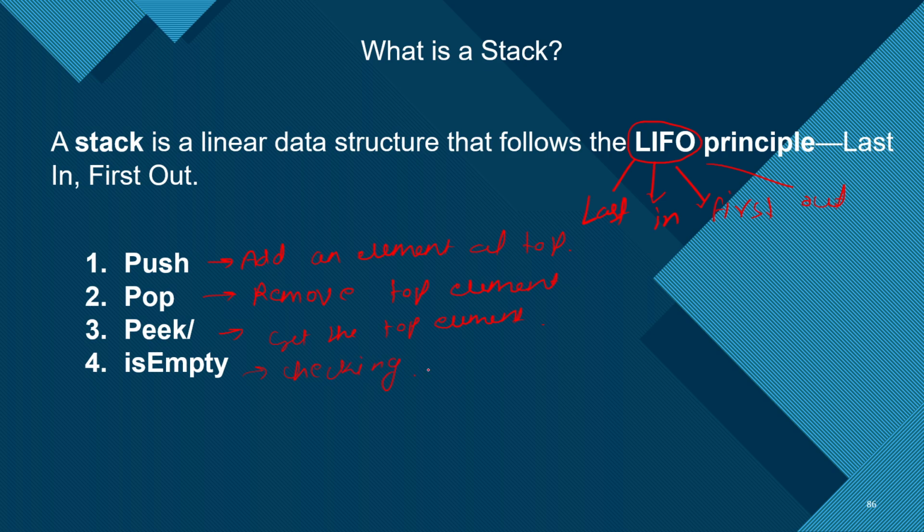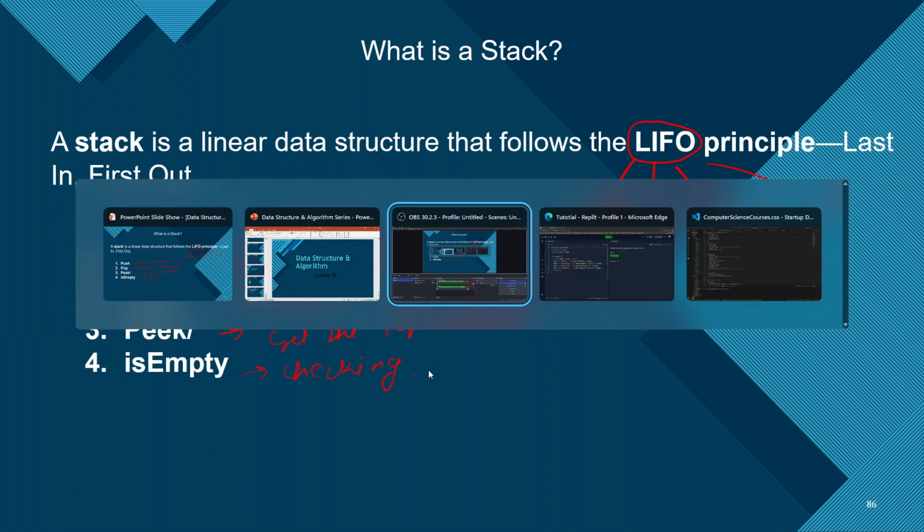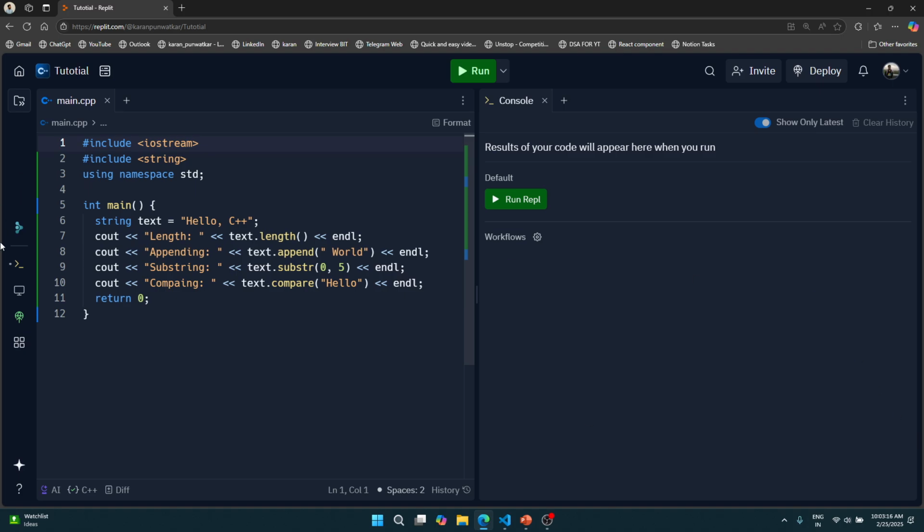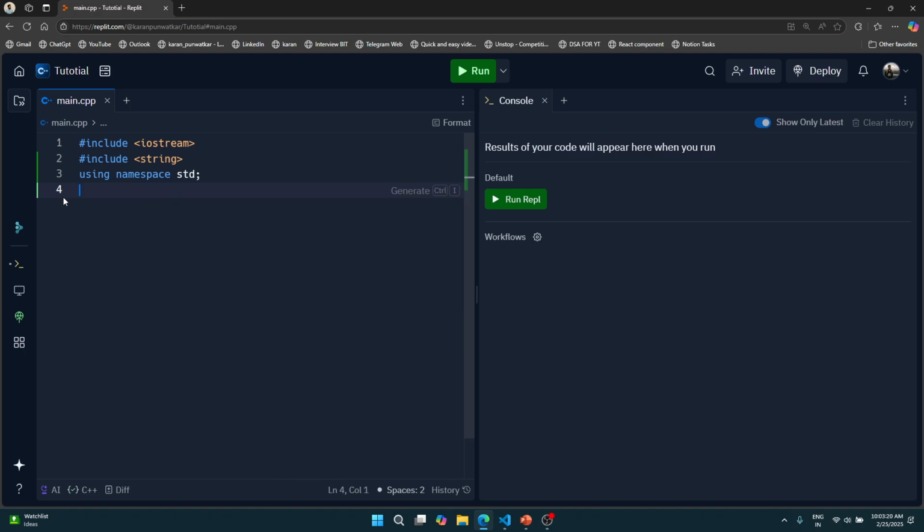Now let's see how the implementation of a stack in C++ works. We will implement a stack using an array and perform basic operations like push, pop, peek, and isEmpty. So without wasting our time, let's go to our editor. Yeah, this is the code, so I have to remove it. We don't want this library right now, so we are not taking it.